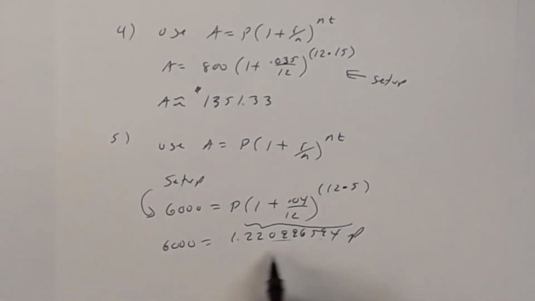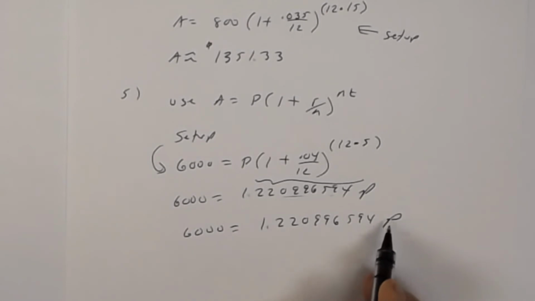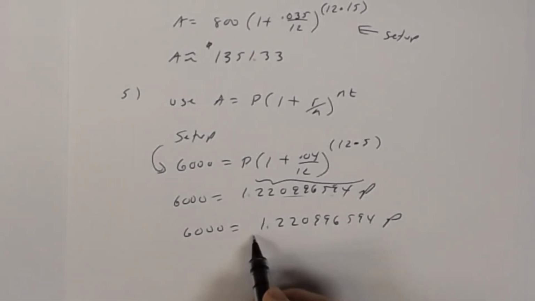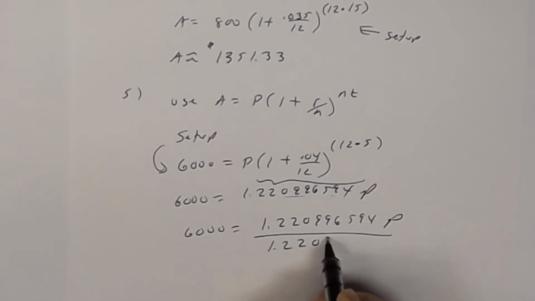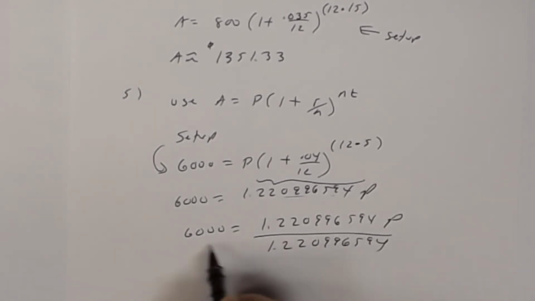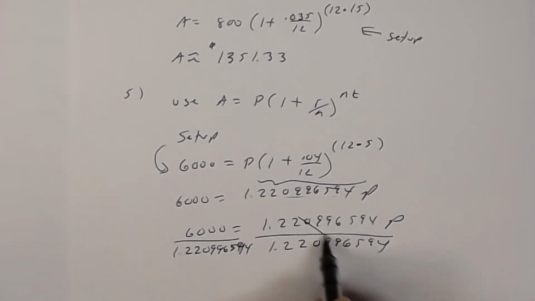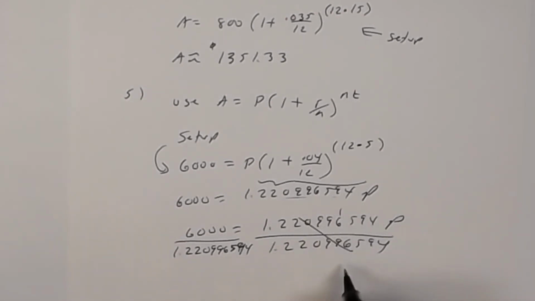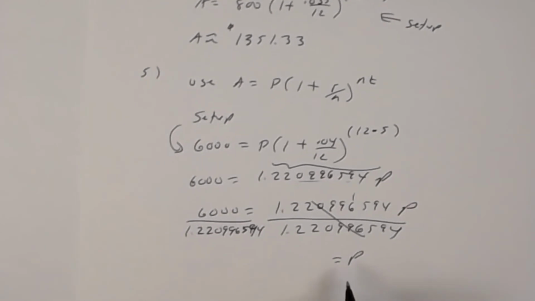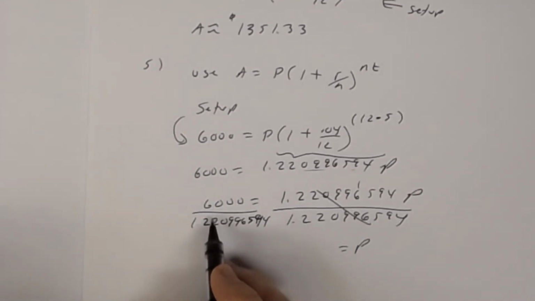Okay, so now I'm going to solve for P. So here's what I have. I have 6,000 equals 1.220996594 P. So to get P by itself, remember this number is the coefficient of P, so you can divide by that number on both sides. And then that divided by itself is 1. 1 times P is P. So the amount I need to invest now is going to be, I just divide this out.